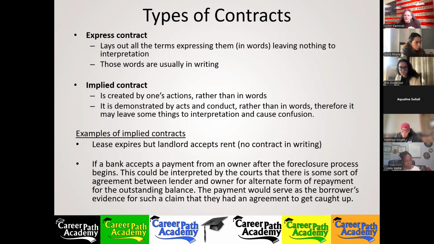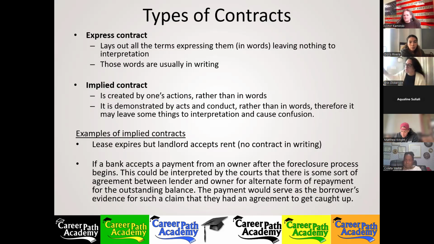Another example of an implied contract is if a bank accepts a payment from the owner after the foreclosure process begins. Usually banks do not do this, but I guess it could happen. And then that would be interpreted by the courts as there being some sort of an agreement between the parties if one of the parties made a claim that, well, I made a payment to the lender. They said that I could get caught up making a little extra payment here and there whenever I could to get caught up.